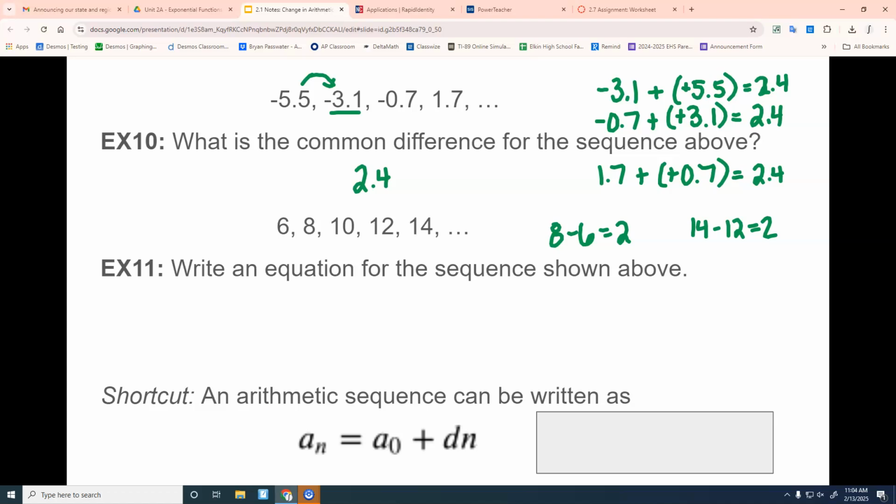And then what is our starting value here? 6. So if I want to write a sub n, I could write it a couple ways. I could write it with my common difference times n plus my starting value, or the form I have it in down here looks more like this: a sub n equals 6 plus 2n.